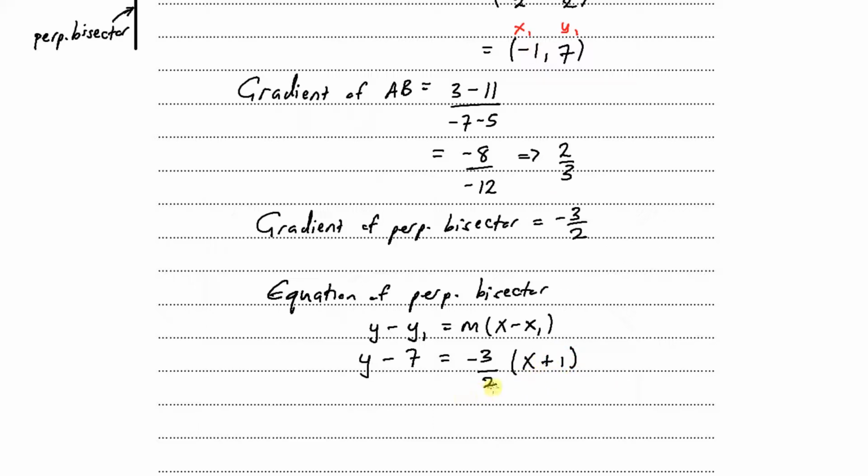And from here, I'll multiply both sides by 2. So all the terms by 2, and by 2 here, this 2 and this 2 will cancel. So on the left side, I'll be having 2y minus 14 is equal to, and on the right side, -3 will multiply x to get -3x, and -3 will multiply 1 to get -3.